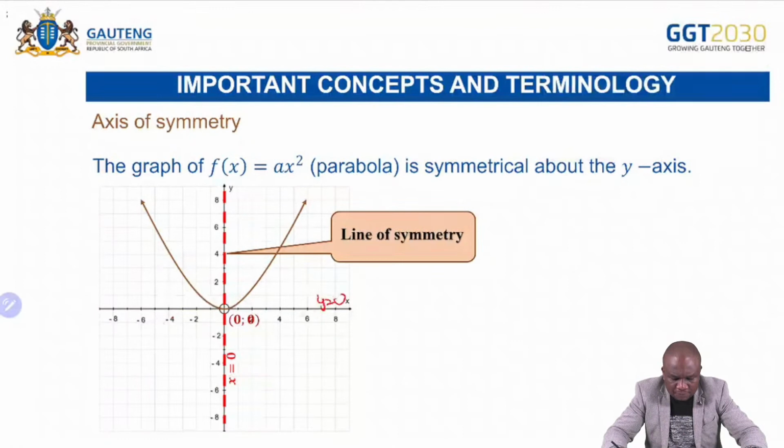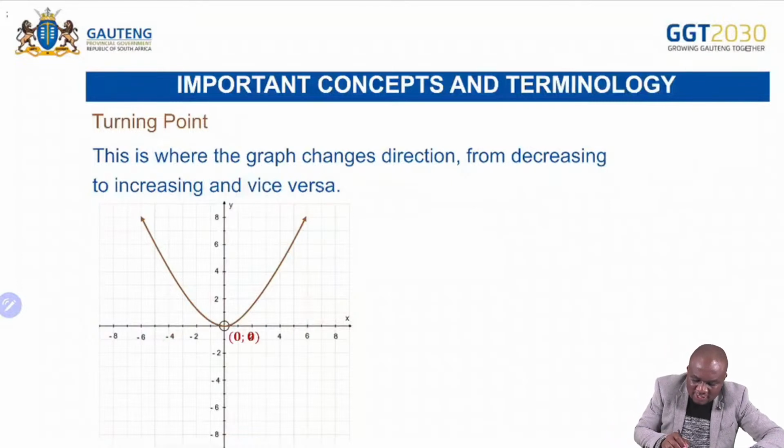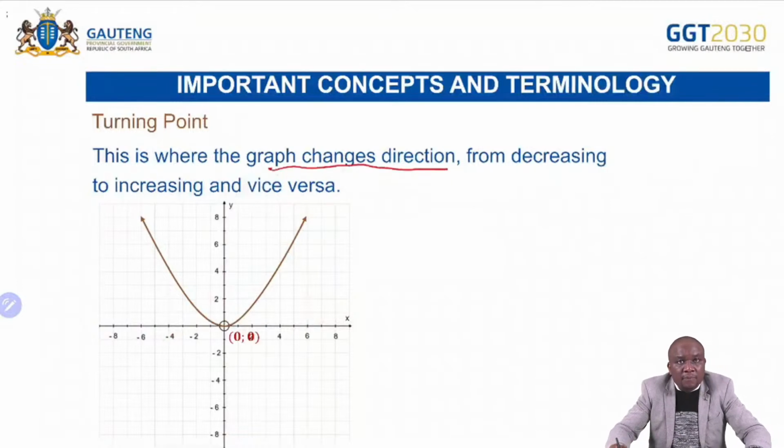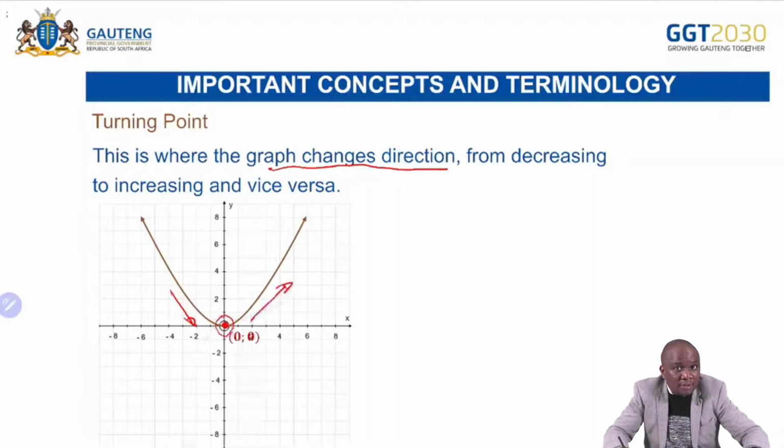Right, welcome back. Turning point. What is a turning point? This is where the graph changes direction from decreasing to increasing or vice versa. Before this point, the graph is decreasing. It's going down. Then it gets to this point, then it increases. This point where the direction changes, that's the turning point for a parabola.